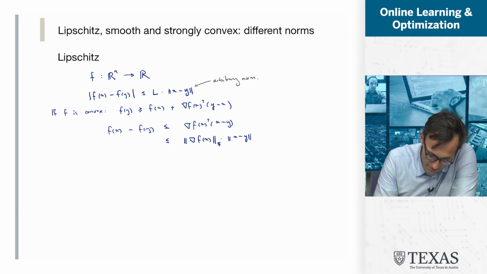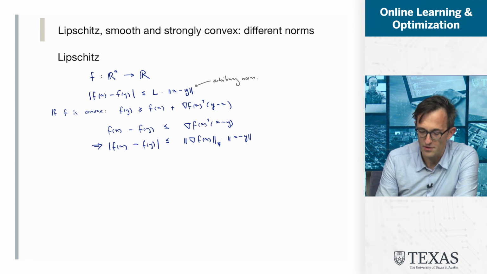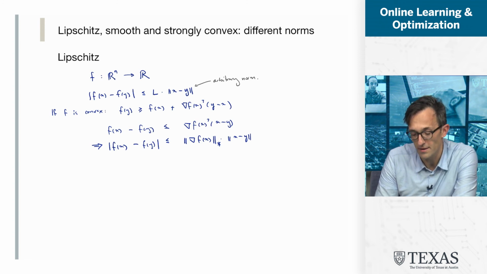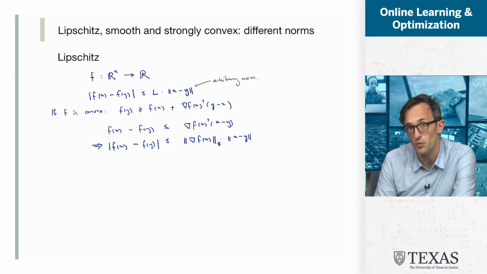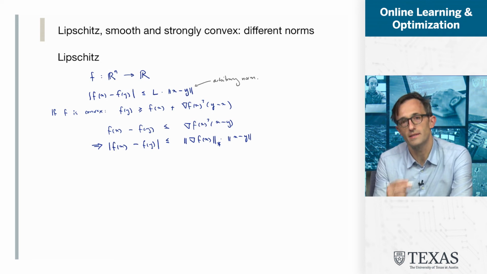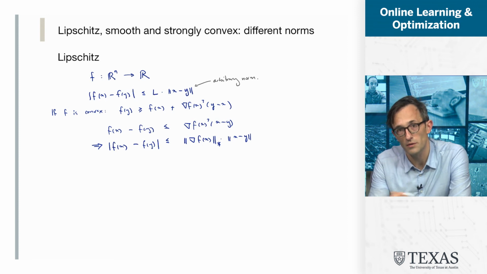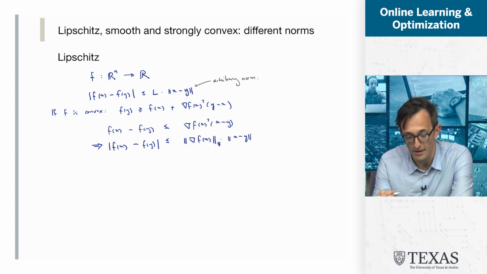So this means that, putting absolute values on both sides, I have that f of x minus f of y is upper bounded by the dual norm of the gradient of f of x, times the norm of x minus y. Therefore, an equivalent definition to saying that f is L Lipschitz with respect to an arbitrary norm is saying that its gradient, or alternatively its subgradient, is uniformly bounded in the dual norm by L.